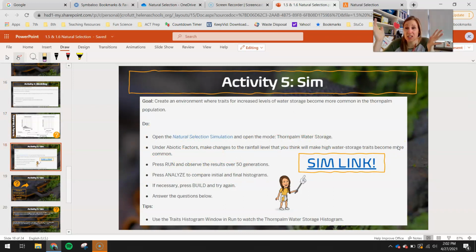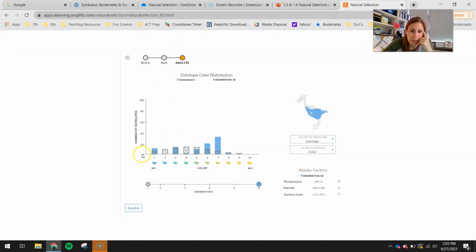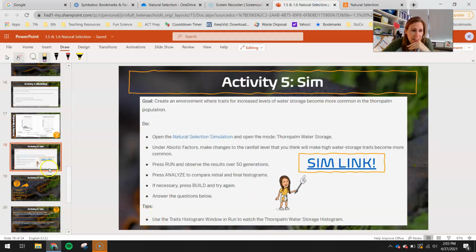Remember, a big change is going to result in big results, so if you're lowering the water or you're raising the water, make sure you go all out when you do that. So you max it out or lower it, whatever the case is. Press run and observe for 50 generations, press analyze, and then take a screenshot of that final histogram where it shows your blue bar after 50 generations, and the little gray diagonal stripe bars are going to be your original histogram. Okay, and then answer the question.